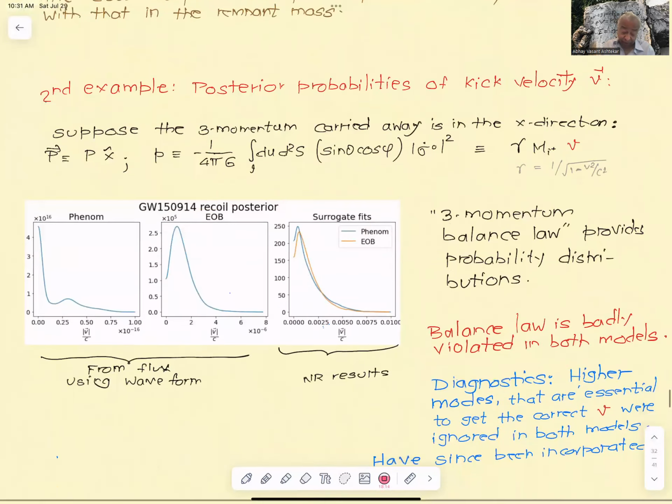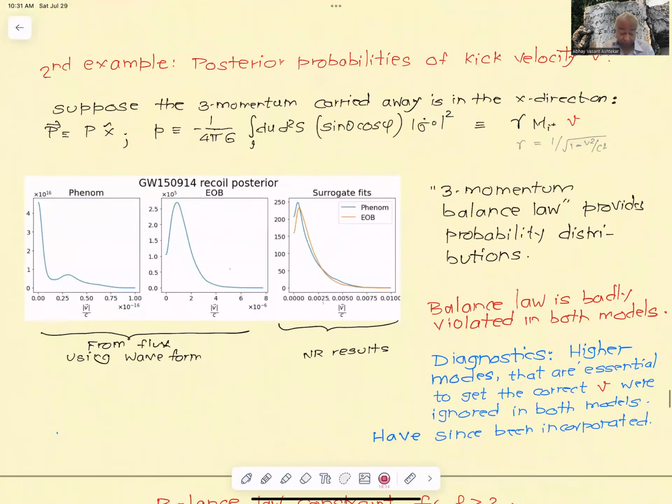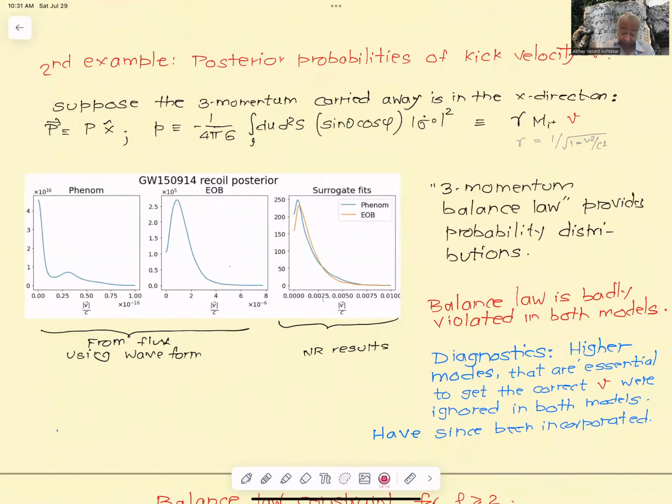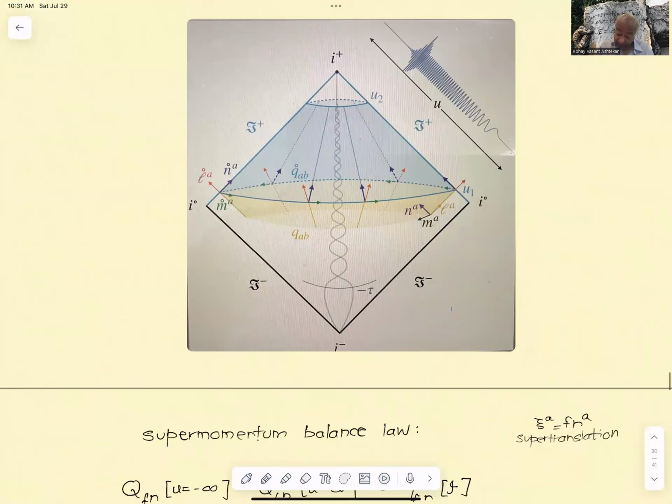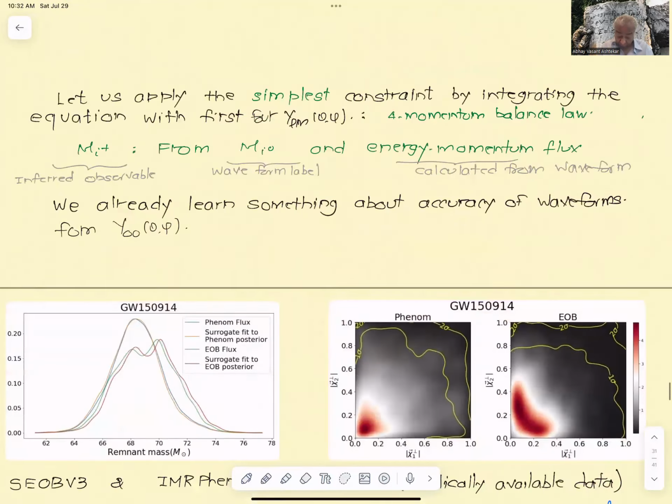There's a second example in which both models don't do very well, and Phenom does even slightly worse, which has to do with the posterior probability of the kick velocity. So, as I mentioned before, what we have up here is that initially we can be at rest. We can go to the center of mass frame, so the three momentum is actually 0, but the gravitational radiation goes through scri, and then the final three momentum in the initial rest frame is not 0, and that is given by the flux of the three momentum up here. So we can calculate that.